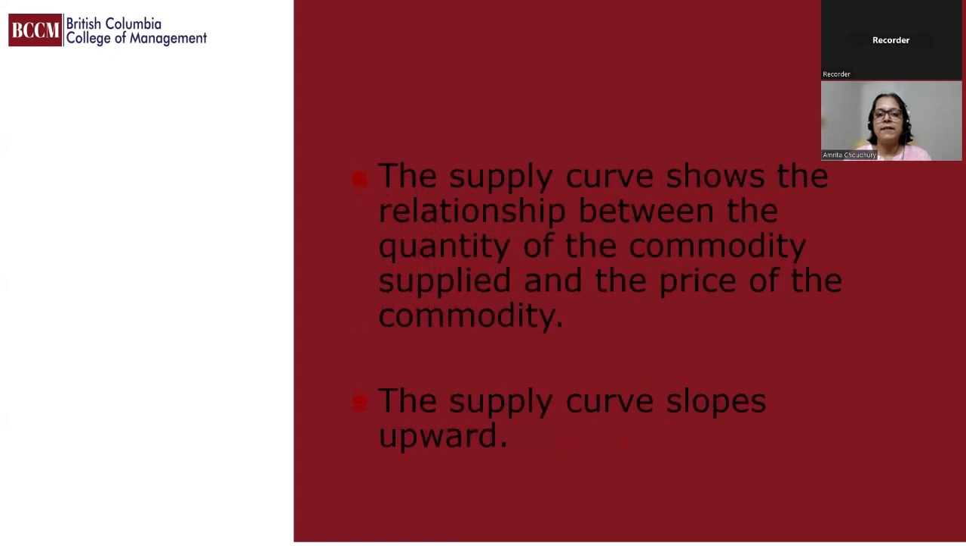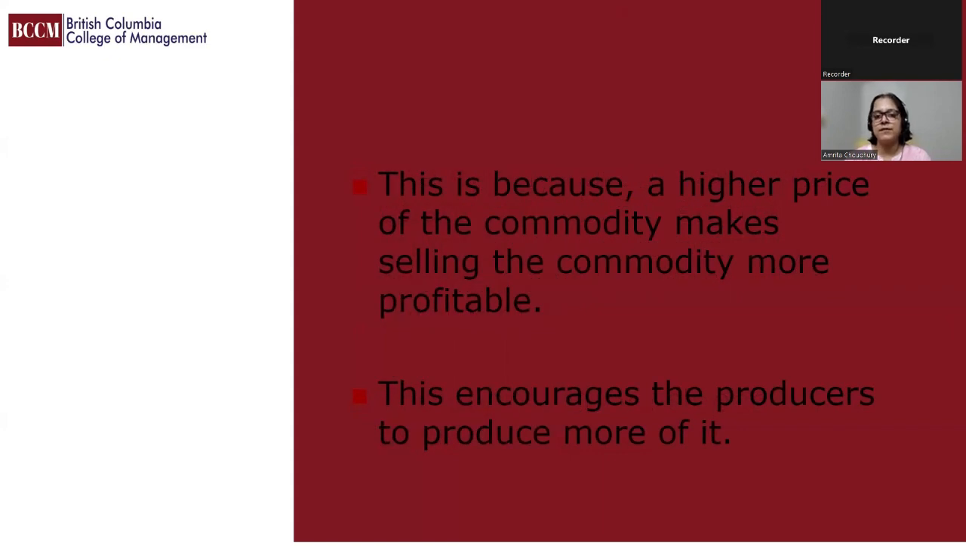On the other hand, we have the supply curve, which shows the relationship between the quantity of the commodity supplied and the price of the commodity. Now, the supply curve slopes upward. Why? Because there is a positive relationship between the price of the product and the quantity supplied. Why is this so? Because the higher the price of the product, the sellers can now sell the product at higher prices. So now they will be able to earn higher profits. So the higher the prices, the more encouraged the sellers are to produce more of the product. So the higher the prices, the higher will be the supply.